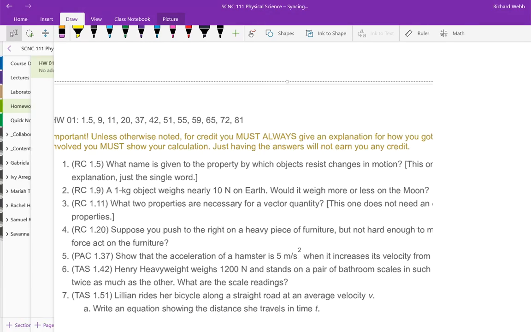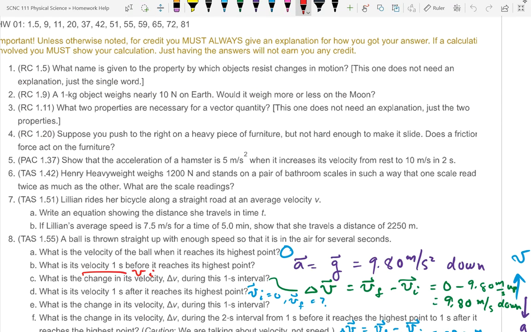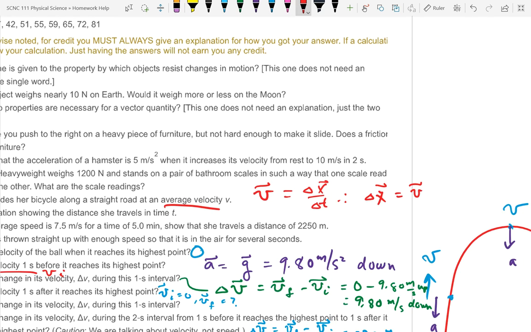7. Total distance covered. Lillian rides her bicycle along a straight road at an average velocity v. Because it says an average velocity, we say, okay, no acceleration problem. We just have the velocity defined as change in position over change in time. So multiply both sides by change in time, and the change in position is the velocity multiplied by the time. Sorry, I meant to say time. Yeah, so that's how you're doing it.